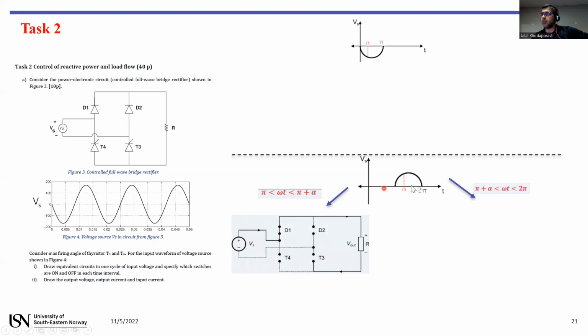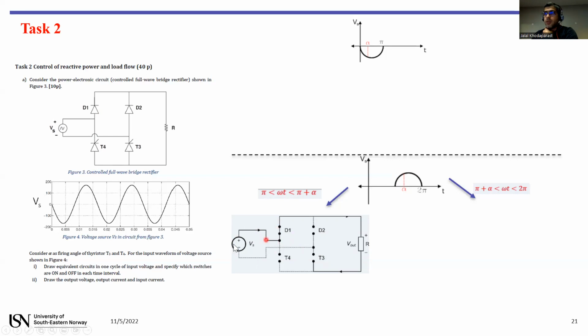For the first section, from here till alpha, this is the equivalent of the power electronic circuit based on being turned off or turned on. You can see here the voltage is positive. The input voltage will go toward the anode terminal of this diode. So it will be turned on.